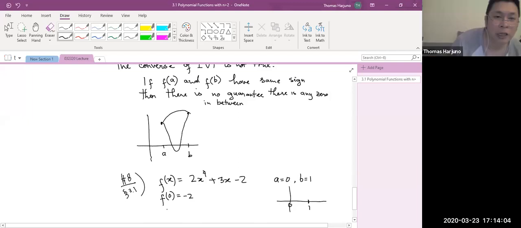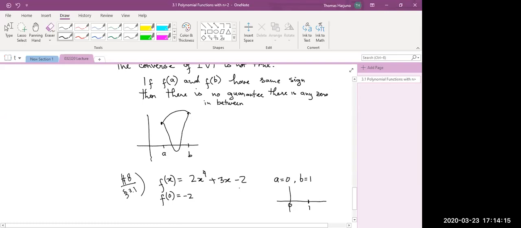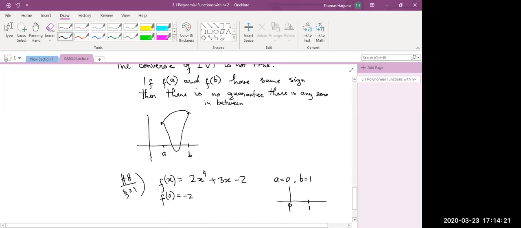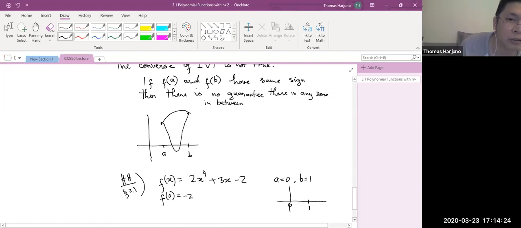So actually, if we look back a bit more, I forgot to mention this earlier. Remember the constant term of a polynomial? In this case, it is negative 2. The constant term will always give us the y-intercept, because if we set all the x's to 0, we are only left with the constant term.